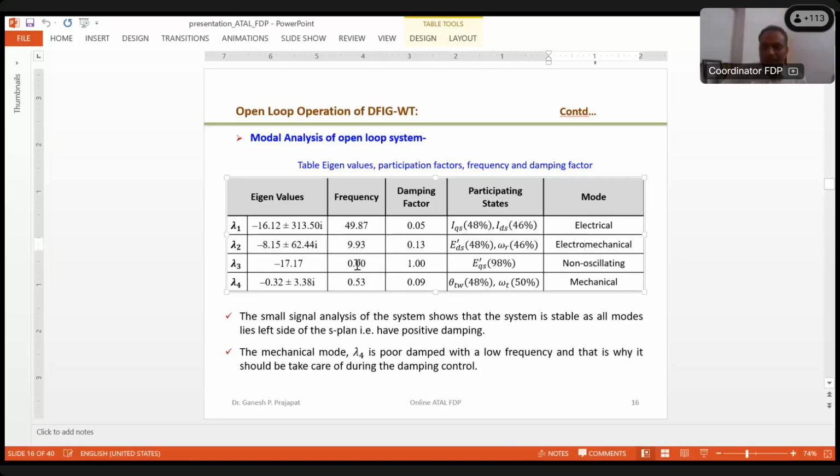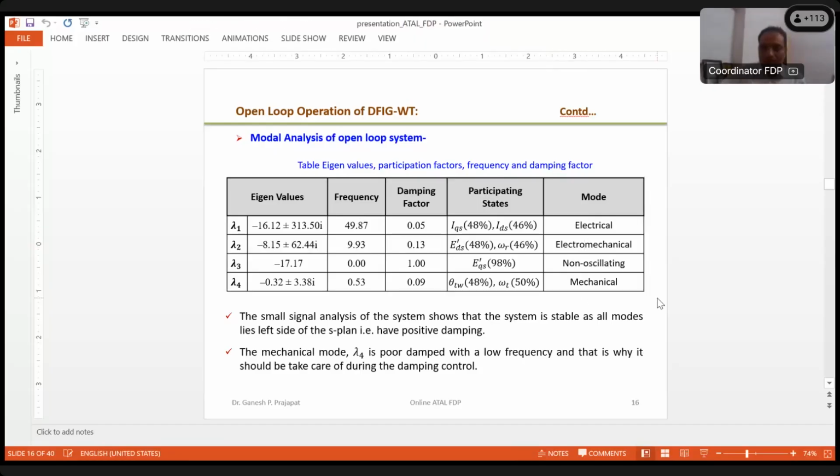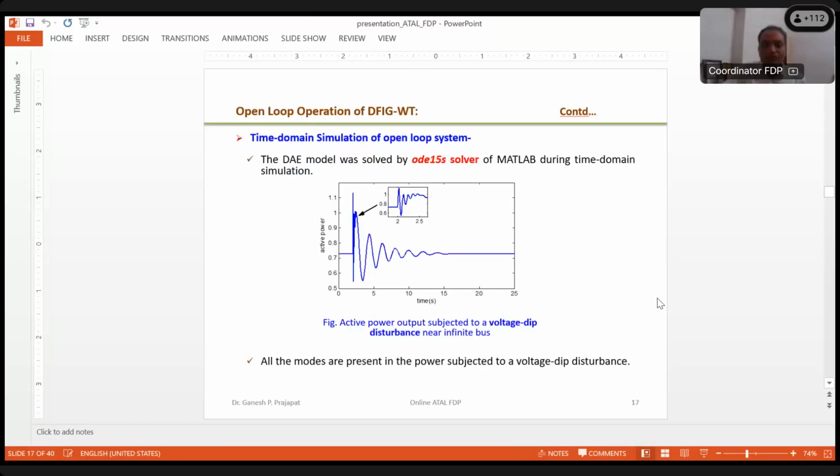Now, since this is mathematical analysis, if we do the time domain simulation, these frequency components or modes will also be present there. So that's why I have done the time domain simulation also. Here is the time domain simulation. Through MATLAB, I have performed the simulation using some ODE solvers, ordinary differential equation solvers. Here I have put in one disturbance of the infinite bus grid voltage. I made some changes to the infinite bus voltage, and then I removed it after some time.